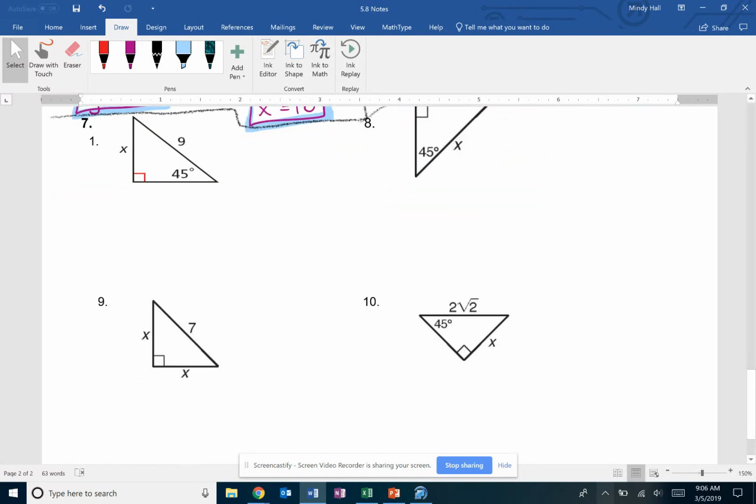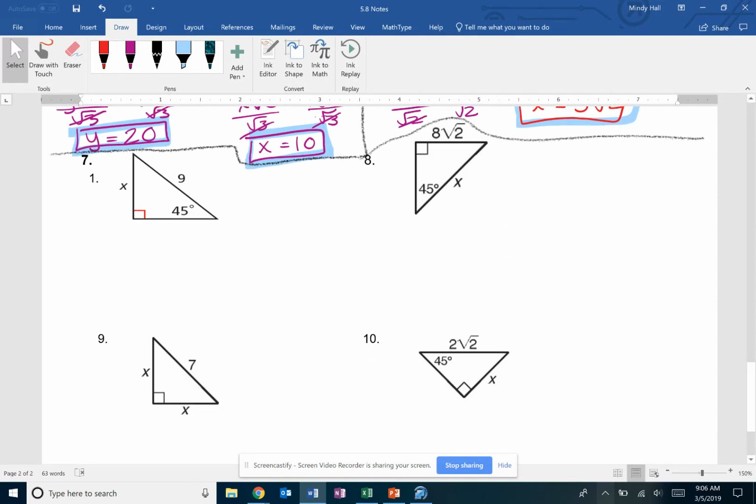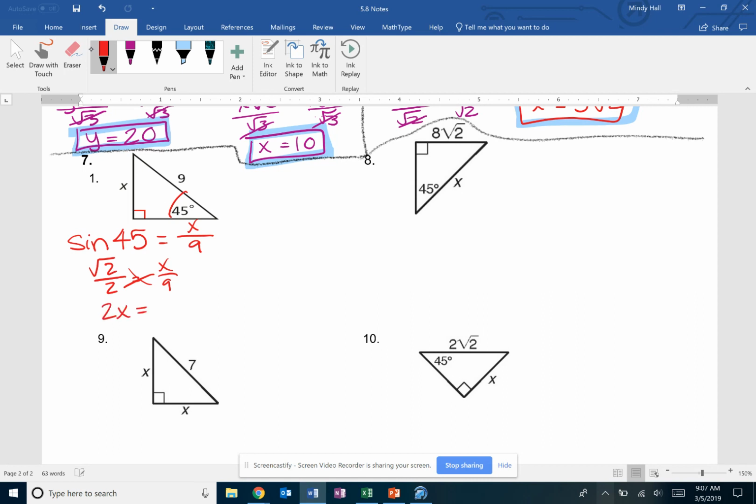Okay, so then, let's see how many more. We got 10. Okay, sweet. So for number 7, we are going to set it up, and I am actually going to be running close on time this time, so I'm going to be doing these kind of fast. So sine of 45 equals x over 9. By the way, feel free to pause this whenever you want. Sine of 45 is square root 2 over 2, and we keep that x over 9. So when we cross multiply, we have 2x equals 9 square root 2.